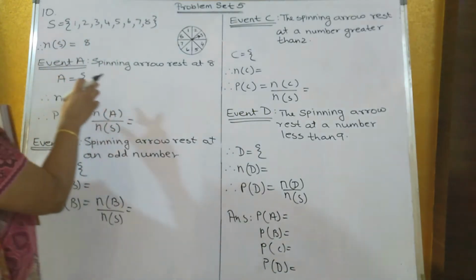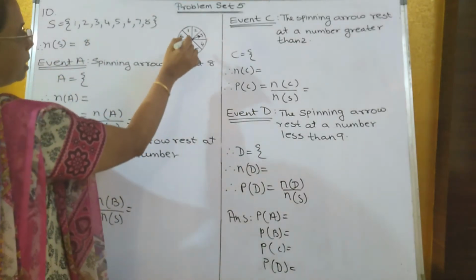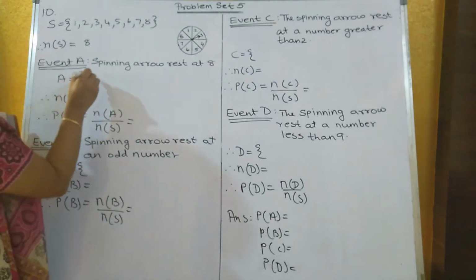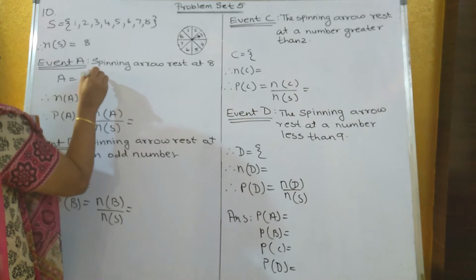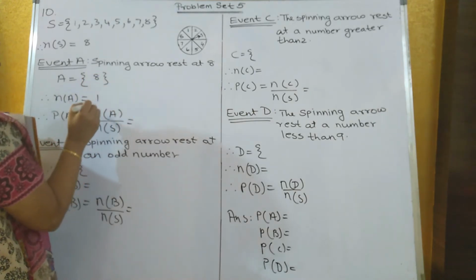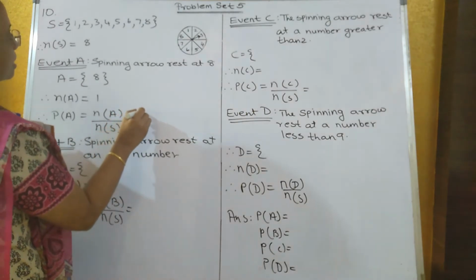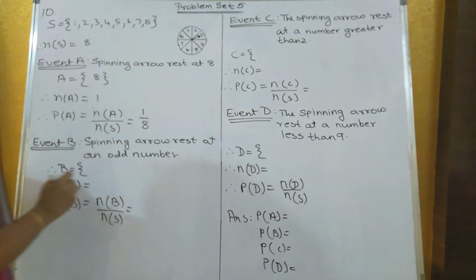So NS will be equal to 8. Now event A, spinning arrow rests at 8. So it should come and rest at 8. There is only one 8, so NA is equal to 1. So PA is equal to NA upon NS, that is 1 upon 8. So PA is equal to 1 upon 8.